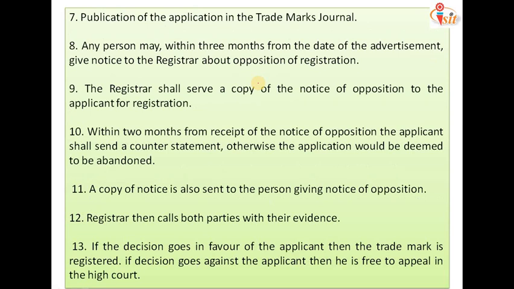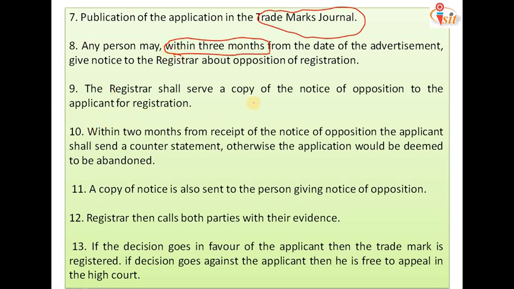Okay. So the application is then published in the trademark journal. As in copyright, where we get the diary number. Here the application gets published in the trademark journal, and then from the date of advertisement, within 3 months, the opponent has to apply for the opposition.